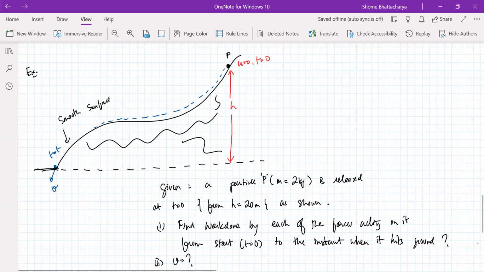So again, you can see this is going to be an application of the work energy or work kinetic energy relation. But the difference is this time we're not dealing with a situation where it's a simple motion along a straight line. So we have to be a little careful about how we apply the work kinetic energy theorem.